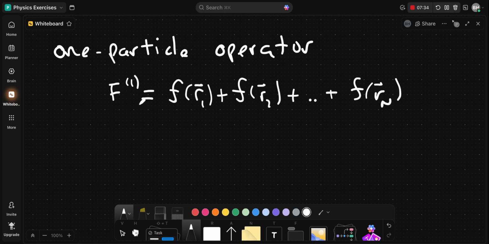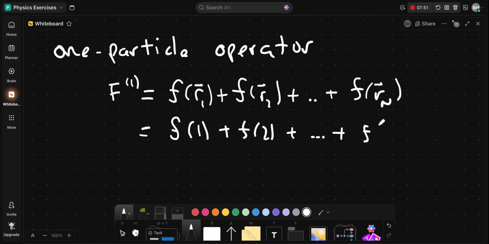So I would just keep it like this, and actually the way I'm going to write this is with the notation that I introduced in the previous video. I'm going to write this one particle operator like this, which doesn't refer explicitly to the coordinate basis. So some basis for particle 1, particle 2, and so forth. This is what we want to calculate.